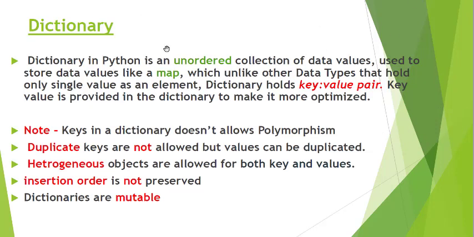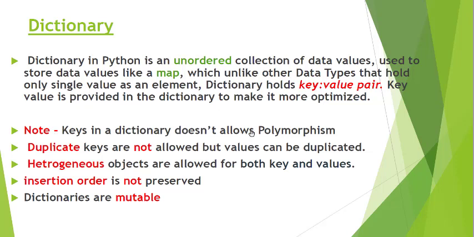Now this is the last thing we discussed today. A dictionary is an unordered collection of data values, and there's no order. It is used to store data values like a map, that is, key value pairs. In Java and others we call them maps. They are like the associative arrays we have in JavaScript.